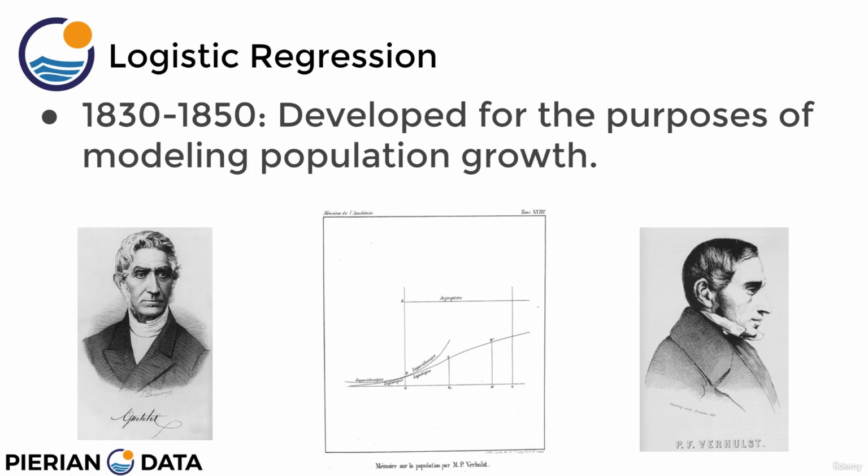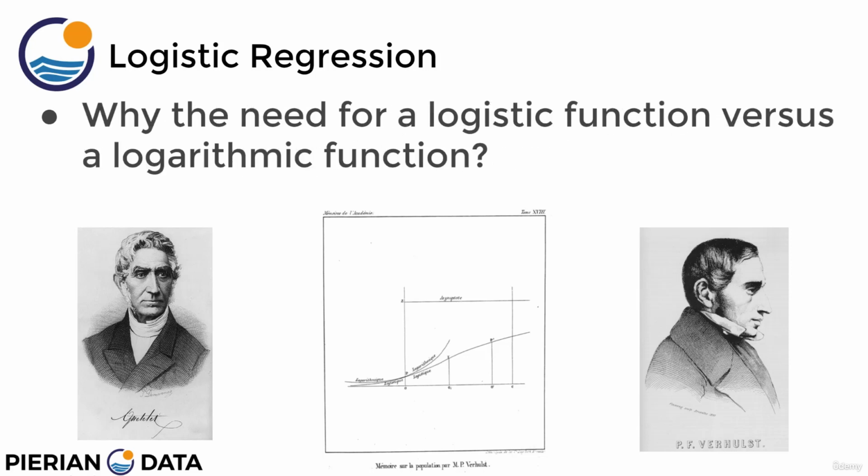And in fact, we can see here the original publication comparing the otherwise known logarithmic curve versus the logistic function curve. You can see that the logarithmic curve is the one on top that is slowly growing exponentially, and the logistic curve tends to level off. So the question arises, why do we have this need for modeling purposes of the logistic function versus the previously known logarithmic function?